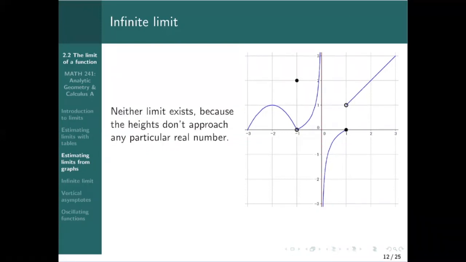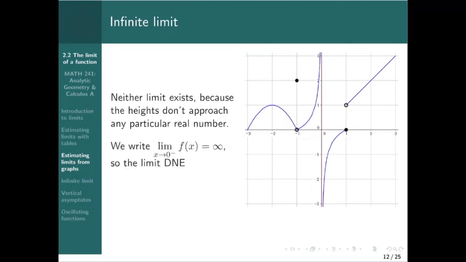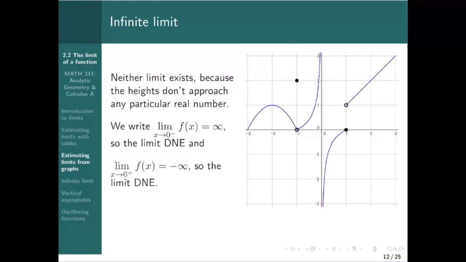When I gave the intuitive definition of a limit, I said that the graph of the function had to approach a specific real number L for the limit to exist, which is not the case here. So we say that neither limit exists because their heights do not approach any particular real number. So to give the complete information, we will write that limit of f of x as x goes to 0 from the left is equal to infinity, so the limit does not exist. And similarly, the limit of f of x as x goes to 0 from the right is minus infinity, so the limit does not exist.